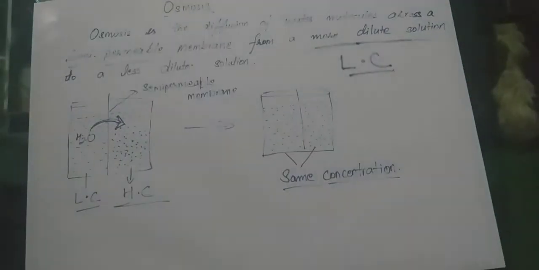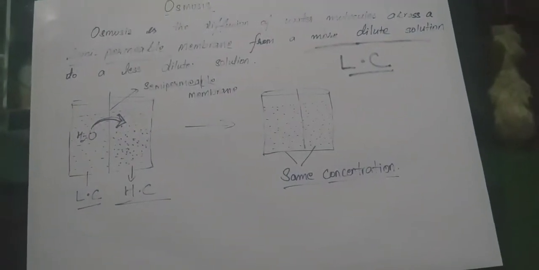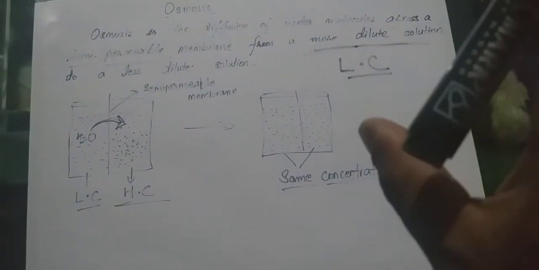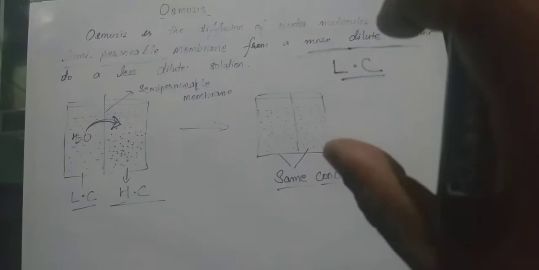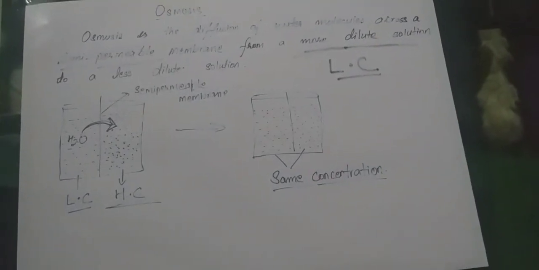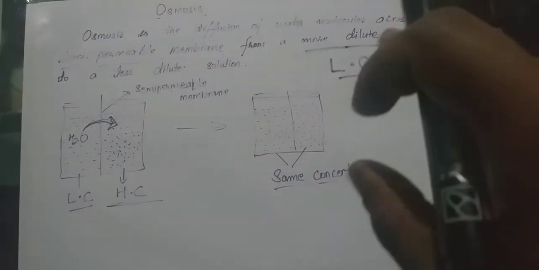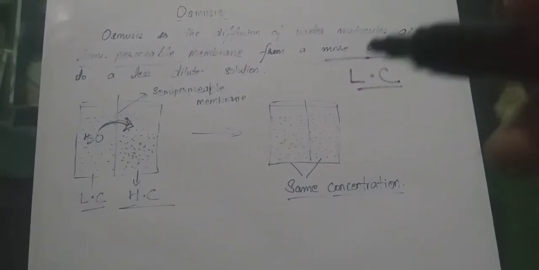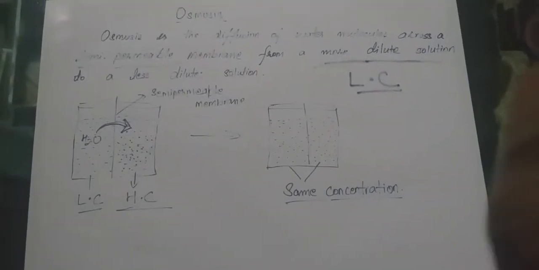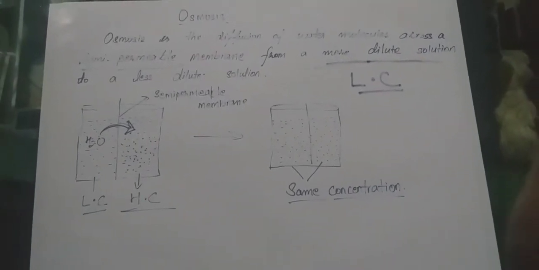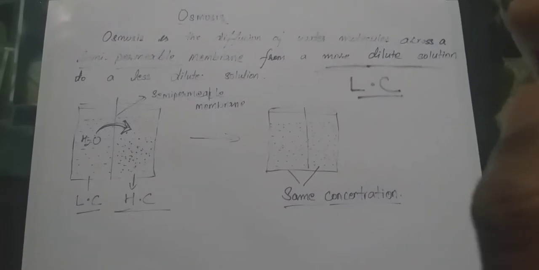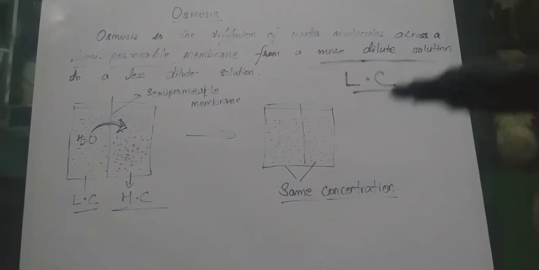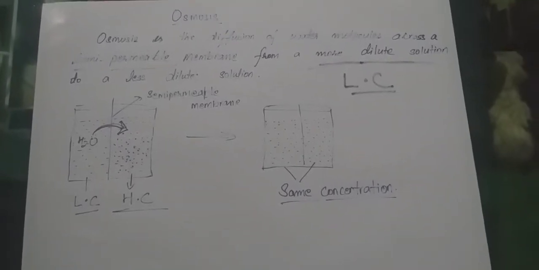So osmosis is also like diffusion, but the movement of water molecules takes place from the region of lower concentration to the region of higher concentration. Okay, more dilute solution to the less dilute solution, that is, less concentration to higher concentration through a semi-permeable membrane. It is a very important point: through a semi-permeable membrane, whereas diffusion occurs by direct contact, in the case of osmosis it is through a semi-permeable membrane.